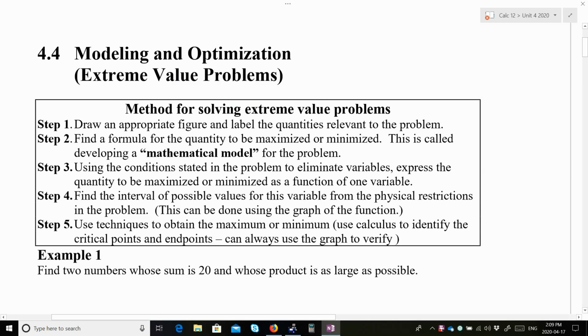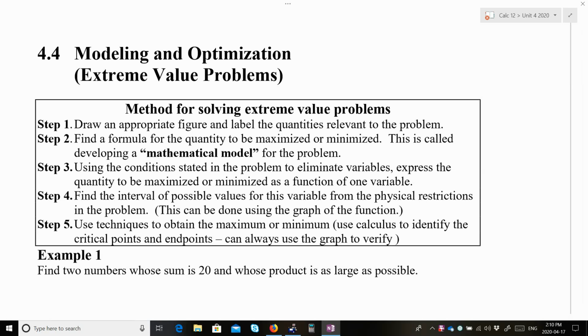Hi everyone, we're in Unit 4, which is Applications of Derivatives, and here is our first lesson where we will actually see some applications of derivatives. It's called Modeling and Optimization, or Extreme Value Problems. In sections 4.1 to 4.3, we learned about extreme values, intervals of increase and decrease, concave up, concave down, all of that kind of stuff. We're now finally going to get a sense of what that means and what that gives you.